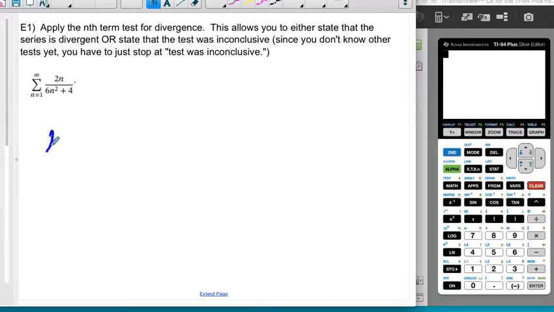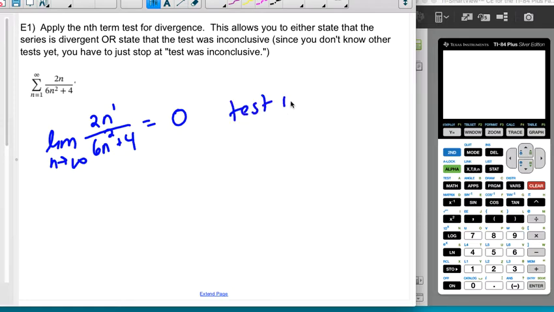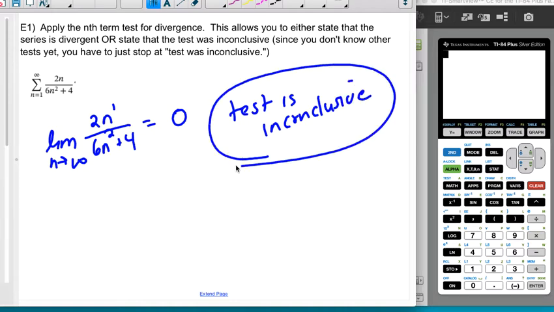So the limit as n approaches infinity of this nth term, well, because this is an n to the first and this is an n to the second, that's going to approach 0. So this test is inconclusive. I don't know enough. I don't know if this converges or diverges. I'm stuck. I would have to use other tests later to figure out if this converges or diverges. But you don't know those other tests yet. So for right now, you're just going to say the test is inconclusive.